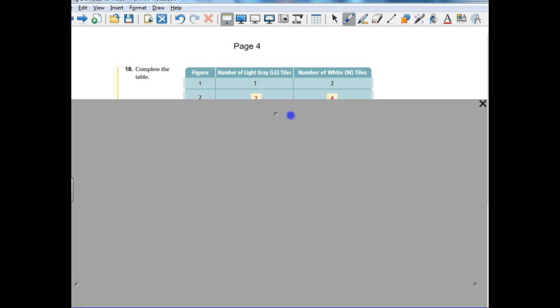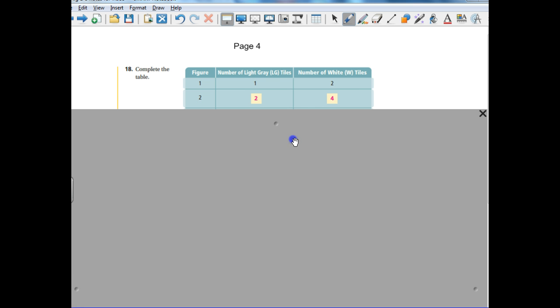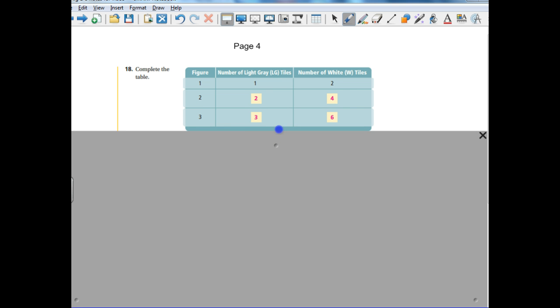But if you counted up figure 1, the number of light gray tiles was 1. This is on your paper printed already. The number of white tiles was 2. If you looked at the second figure, there are 2 light gray tiles and 4 white tiles. And the third figure has 3 light gray tiles and 6 white tiles.